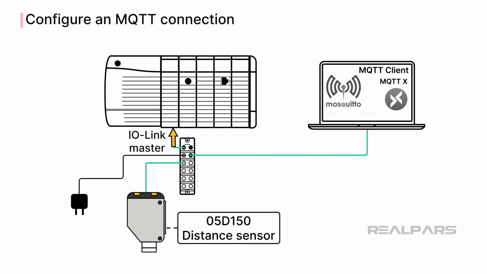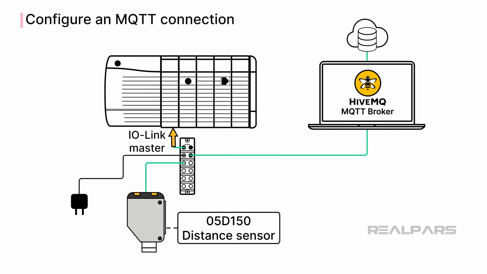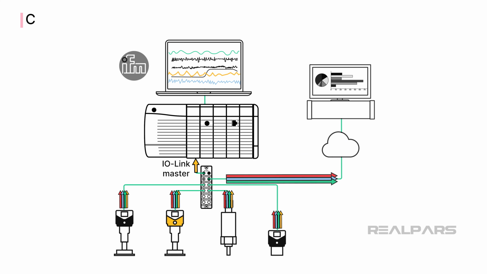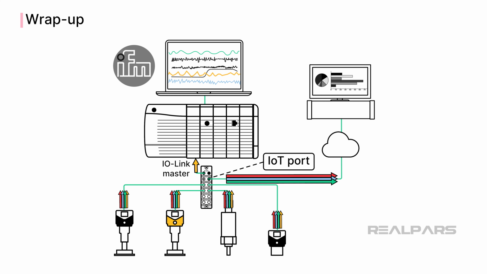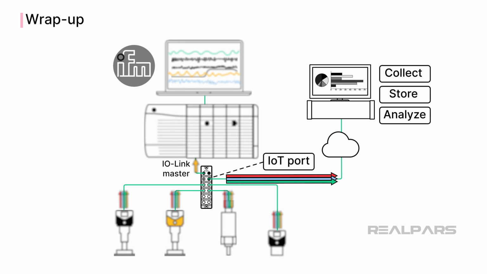In this case, the MQTT broker and client are running on my machine, but I could easily switch out the local broker for a cloud-based broker like HiveMQ and use it to push data to cloud storage. In this video, we saw how easy it is to connect an IFM DataLine IO-Link Master to the cloud using the built-in IoT port on the IO-Link Master. By using DataLine IO-Link Masters, manufacturing companies can collect, store, and analyze more data from their sensors without increasing the cycle time or even modifying their PLC programs.